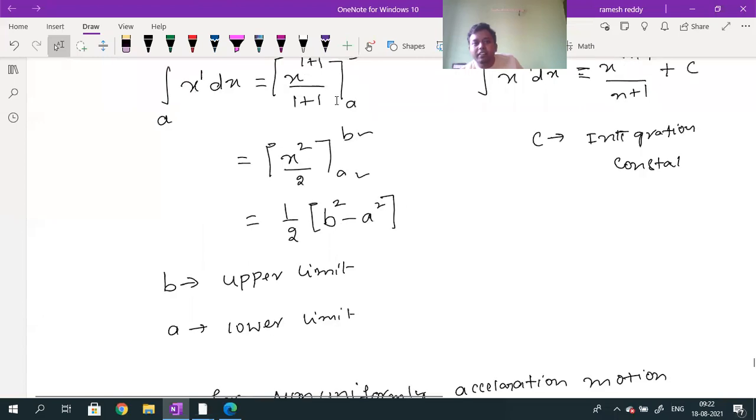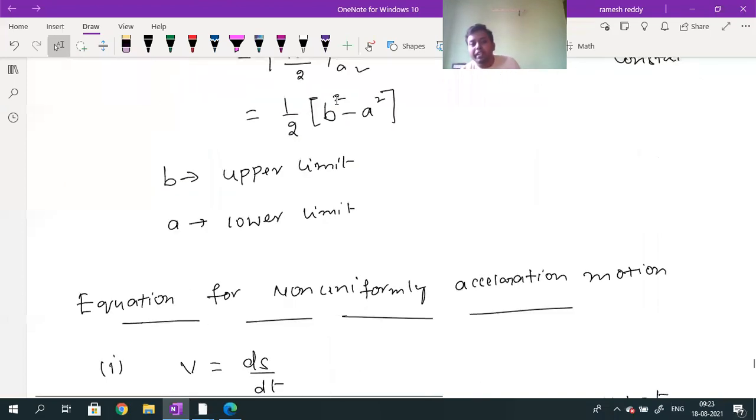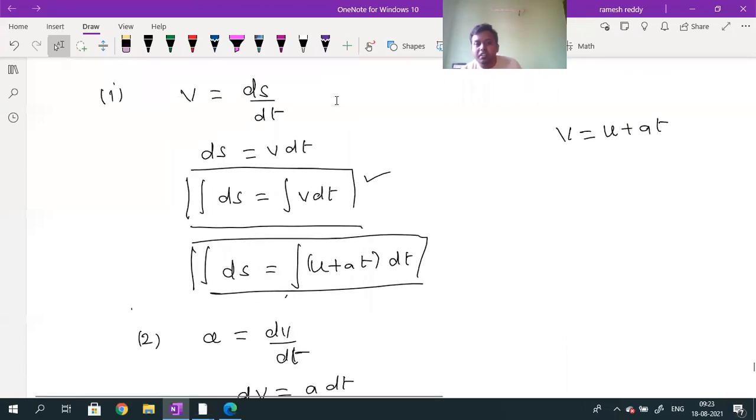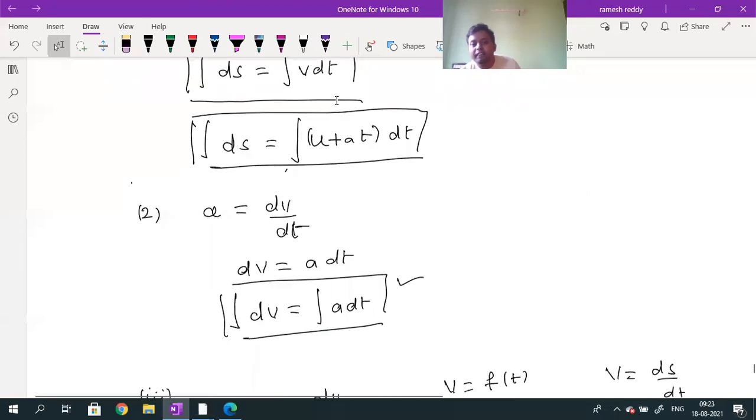Okay, now students, first listen. Integration is of how many types? Two types: one is definite integration, the other is indefinite integration. In indefinite integration, limits will not be there, whereas in definite integration, limits will be there. That is the major difference between definite and indefinite integration. So these are the equations for non-uniformly accelerated motion.